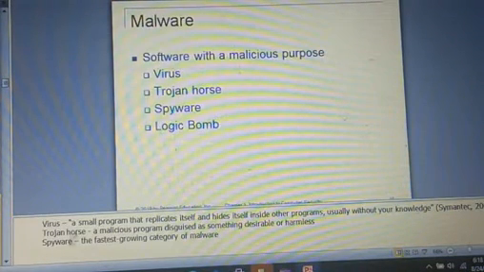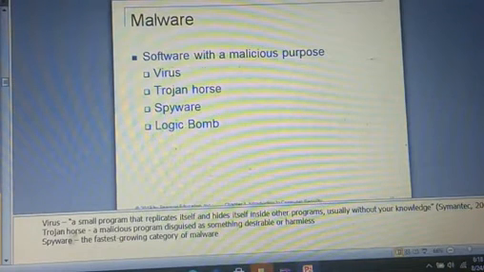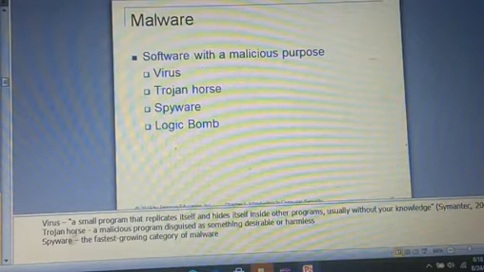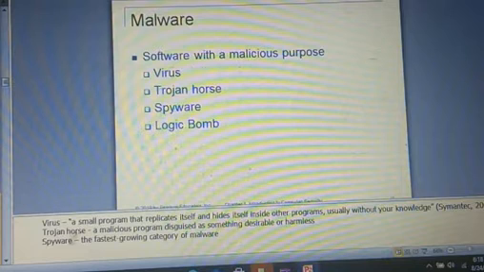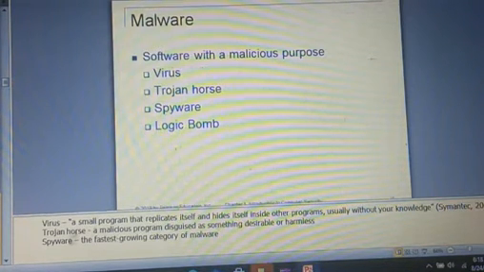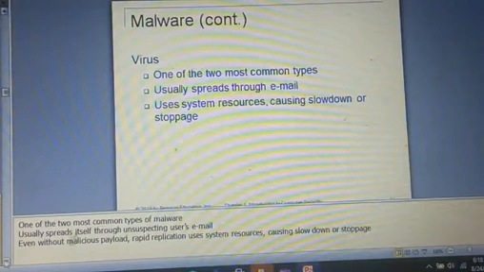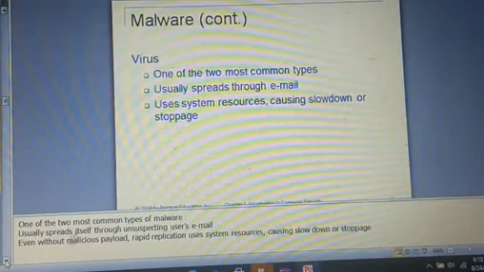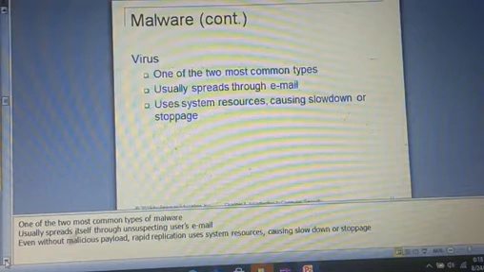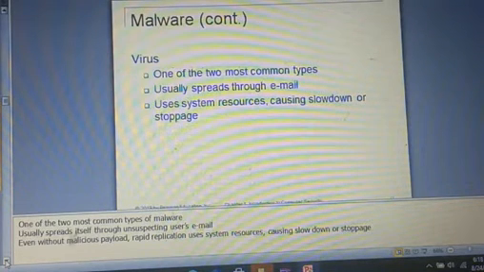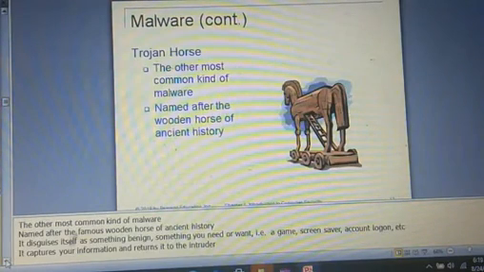Now, the different types of malicious software. Like I mentioned, malware is software with a malicious purpose, meaning it has an intent to destroy or to cause problems. A virus is an example, as are Trojan horses, spyware, and logic bombs. All these are different types of malware. The virus is one of the two most common types of malware, and it usually spreads through emails. It makes use of the system resources, and it slows down the performance of the system, or can even stop the performance of that system. And then we have the Trojan horse.